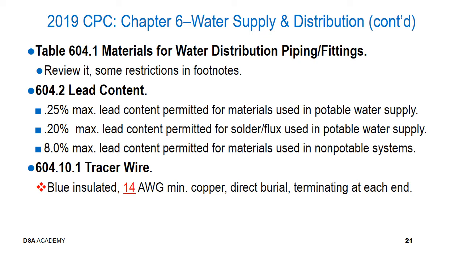In section 604.2, the lead content that's permissible to be used in materials for potable water supply are identified and restricted, obviously, as they have been. The same holds true for any type of solder or flux used in a potable water supply system. And the amount of lead that's permitted in non-potable water systems is also identified.